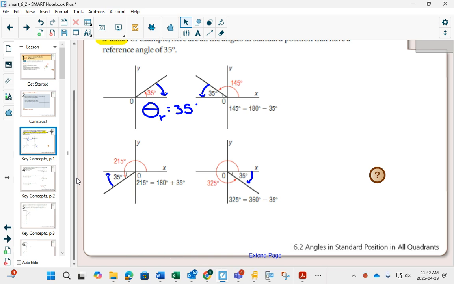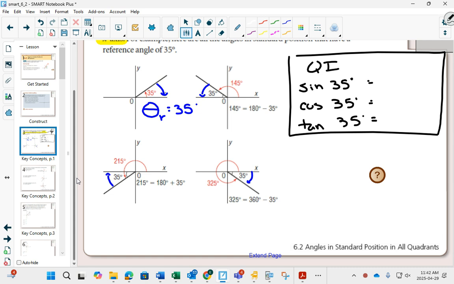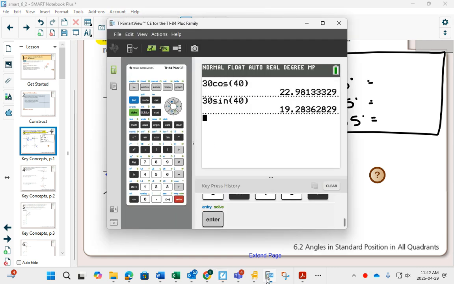So, what we're going to do is start here in quadrant 1, and all of these have the same reference angle of 35 degrees. So we're going to do a check and take out our calculators and figure out what sine of 35 degrees is to 3 decimal places, cos of 35 degrees to 3 decimal places, and tan of 35 degrees to 3 decimal places. Put that in a box. Make sure your calculator is in degrees. Sine 35, 0.574.